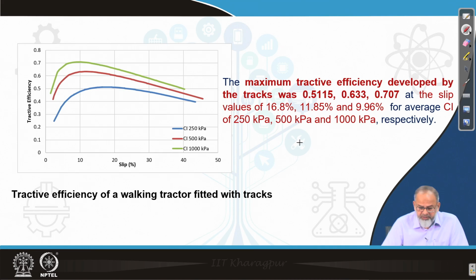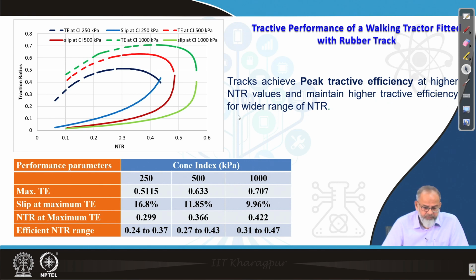Let us see now a different plot where we will see the effect of all the performance parameters. That means on the y axis we have traction ratio and slip ratio, and on the x axis we have net traction ratio, which is nothing but your coefficient of traction. The dotted lines are indicating the tractive efficiency for 3 different soil conditions. The green one is indicating 1000 kilopascal, the red one is indicating 500 kilopascal average, and the blue one is indicating soft soil.